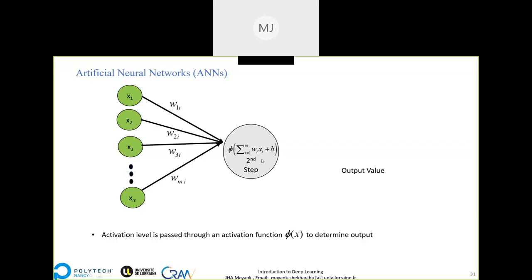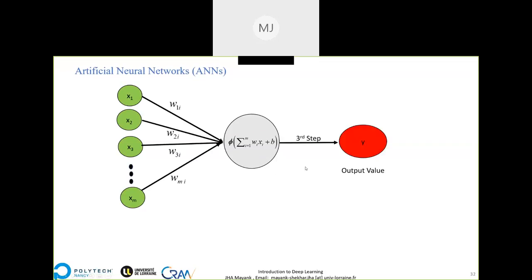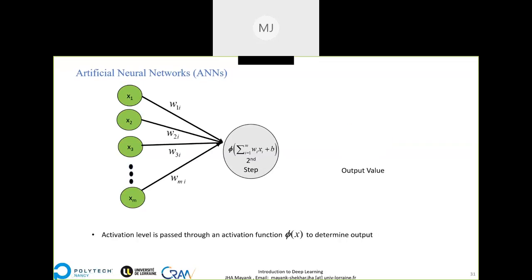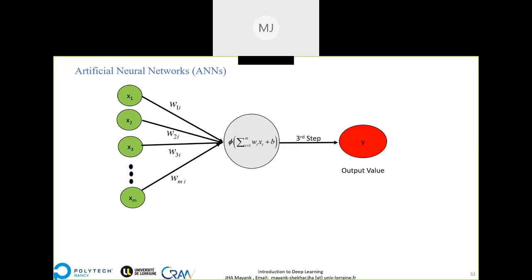Okay, so let's go to the second step. We have the nonlinear function. So now we have injected the nonlinearity into our function. Phi is any nonlinear function, and this phi is known as the activation function. So phi of x is the activation function, which basically determines the output. And the third step is to simply put the output itself. So let's put the output, and you get the output, which is y in red.